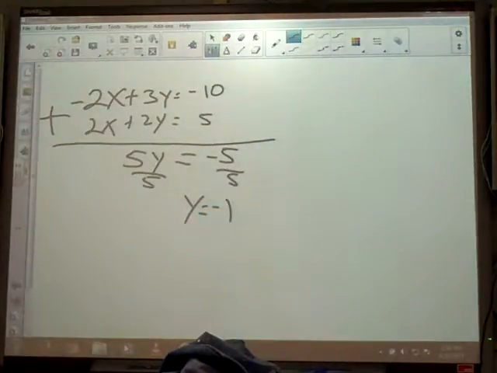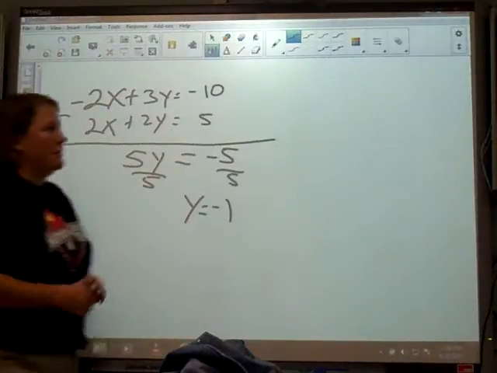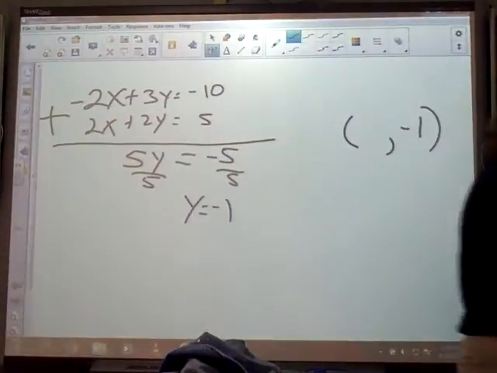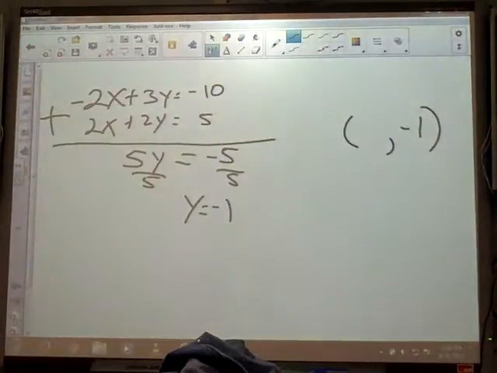Okay, remember that? That's not new. We did that last year. So I know my ordered pair where these two lines are going to intersect is going to be something comma -1. Make sure you put them in the right spot. Our y was -1, it goes in the y spot. Got to plug that back in somewhere now to find the x. You like the first equation or the second one?